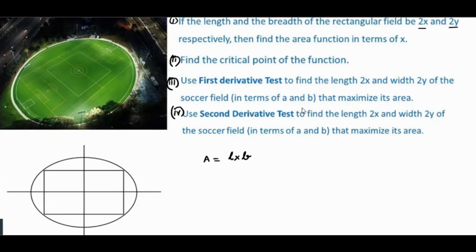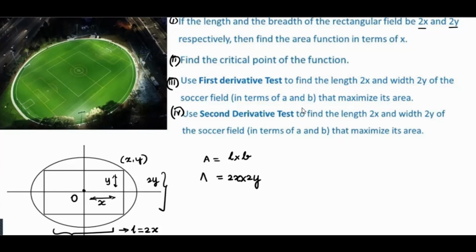But they're asking us to assume the whole of this length to be 2x and the whole of this breadth to be 2y, correct? So this would be 2x into 2y. Now, if you take this one as the origin, this length would be x, correct? And this length would be y. So this point here becomes x comma y. So area would be equal to 4xy, and we need to change y in terms of x. That's what they're asking. Find the area in terms of just x.